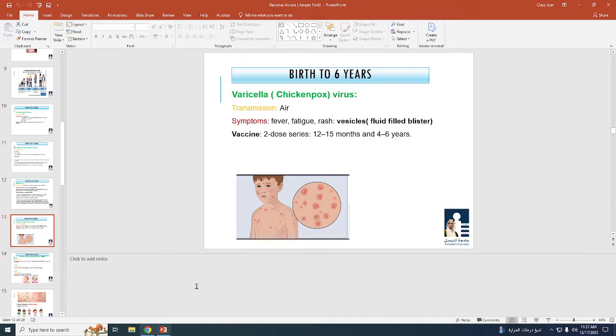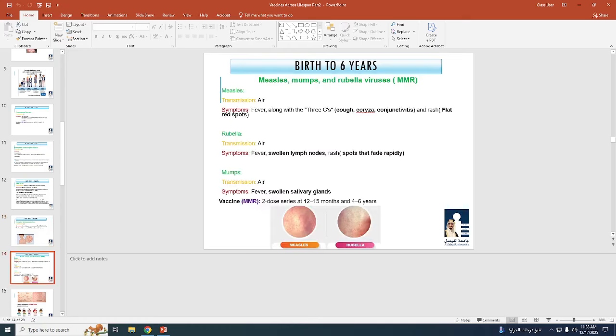Chickenpox. The key feature of chickenpox is the vesicles, which are fluid-filled blisters. If I bring a picture, it will be very clear, because you can see here there are sacs filled with fluids. Again, MMR also we need to give before 6 years.